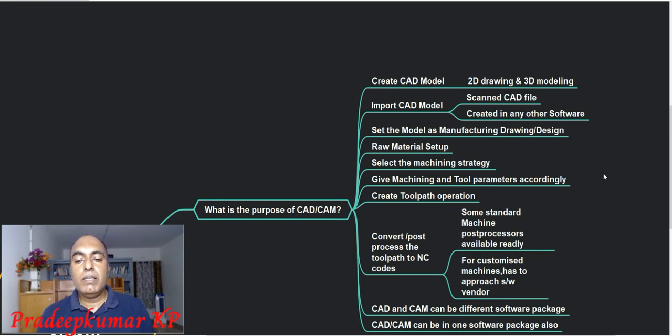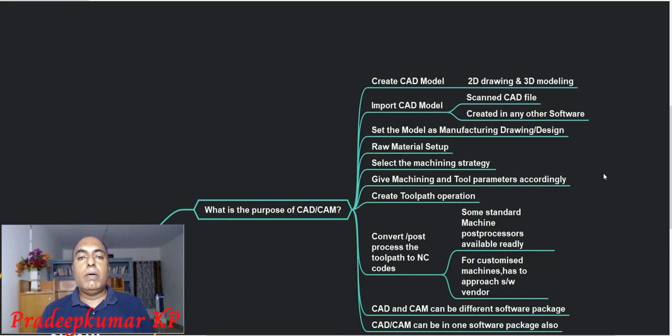After creating the toolpath operation, that toolpath operation will not be taken directly into a machine to run the CNC router machine. We have to convert that data so that it can be understood by a CNC router machine. For that, what we call is converting or post processing the toolpath.